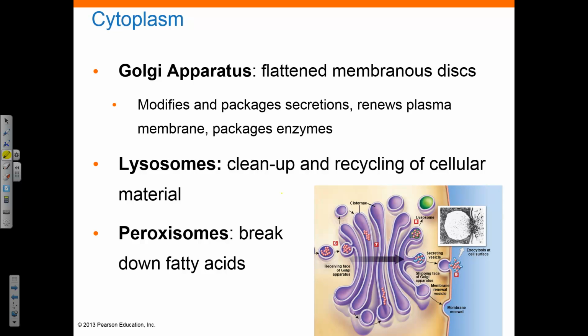The Golgi apparatus, another membranous organelle, is composed of flattened membranous discs called cisternae. The function of the Golgi apparatus is to modify and package secretions, to renew the plasma membrane, and to package enzymes. The three types of vesicles the Golgi apparatus prepares are lysosomes, secretory vesicles, and membrane renewal vesicles.